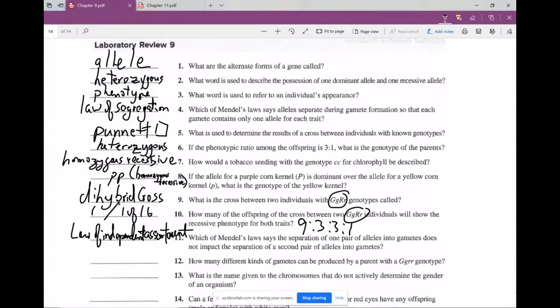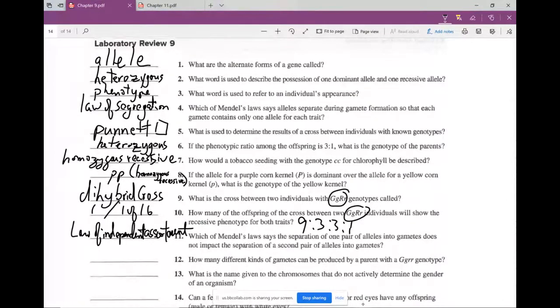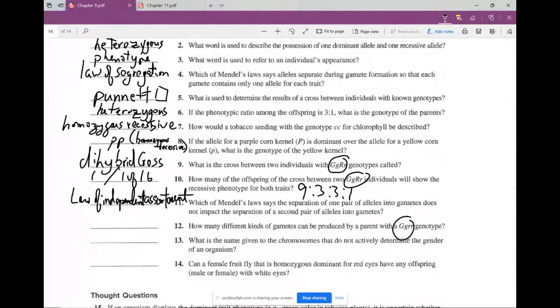Okay. And how many different kinds of gametes can be produced by a parent with this genotype? Well, you can figure that out, right? One gamete will be big G with little r, and the other one will be a little g with little r. So only two. There's no other possible combinations. What is the name given to the chromosomes that do not actively determine the gender of an organism? All right, these are autosomal. Autosomes or autosomal.